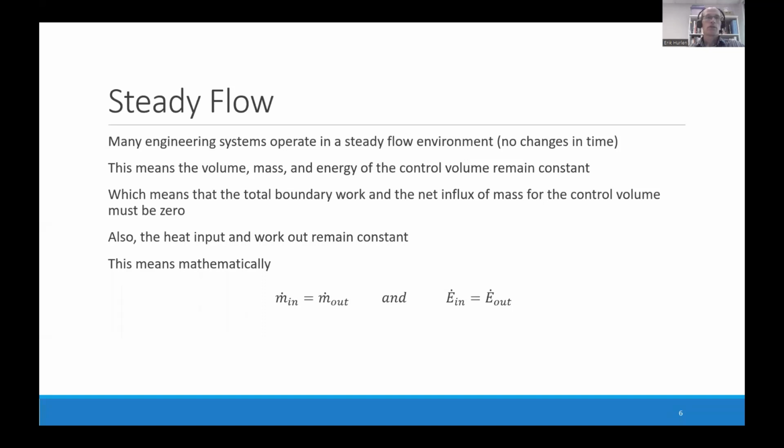The first such simplified scenario we're going to see is for steady flow. In this situation, there's no change in any property with respect to time. This applies to the volume, mass, energy, as well as the total boundary work and net influx of mass. Also, the heat and work input remain constants, so what this reduces to is that m dot in equals m dot out, and E dot in equals E dot out.